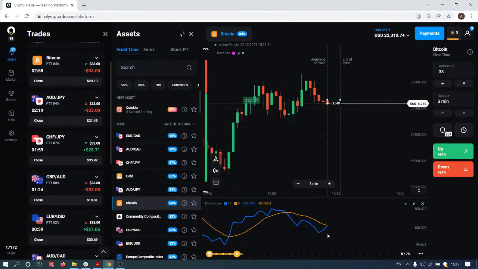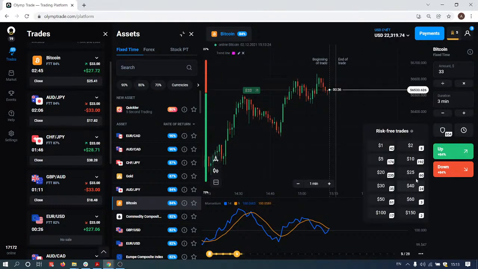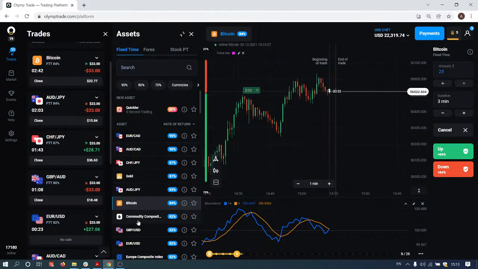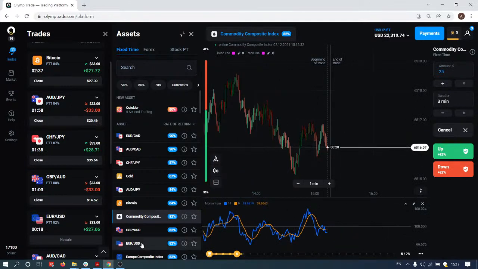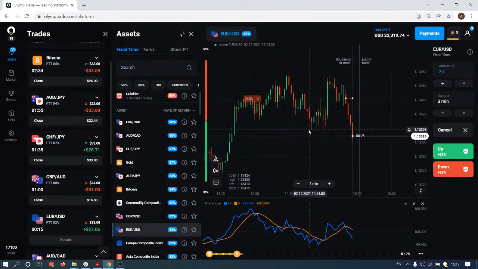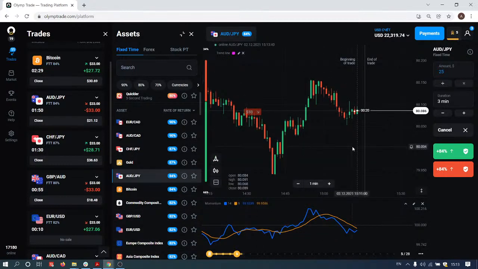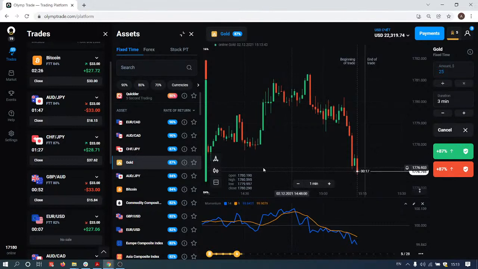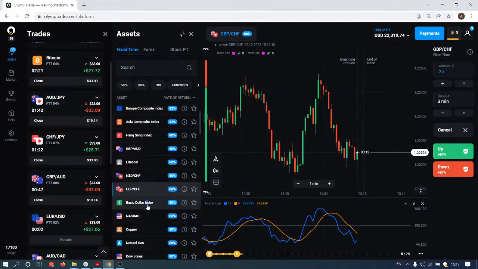Okay, so setup number one: blue line crossing the orange line in the upwards direction here on Bitcoin, and thus a trade in the upwards direction. So yeah, I want to go ahead and use my risk-free trades. Maybe see how many I got. Way too many. All right, nice, nice. So the euro USD. Right.